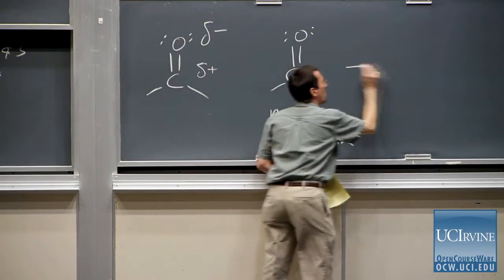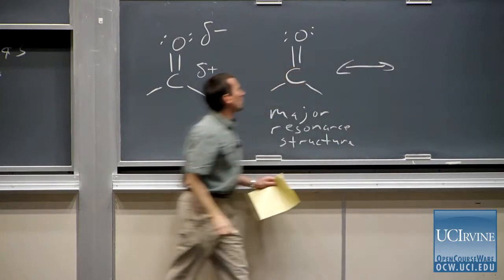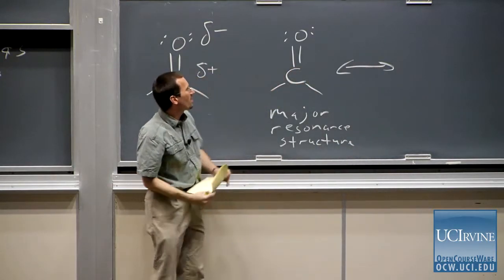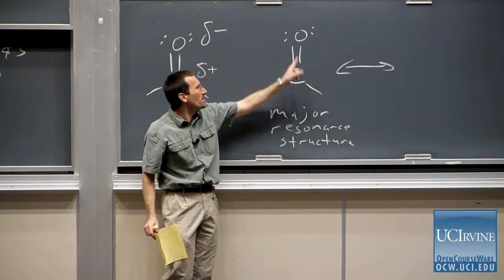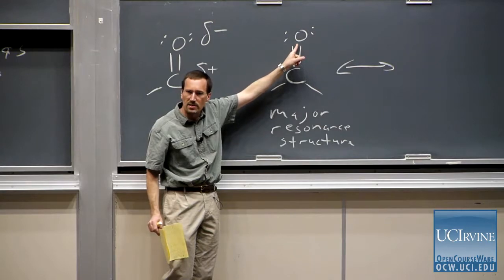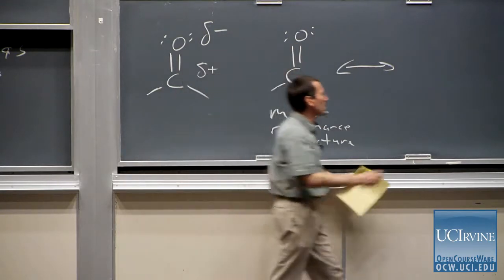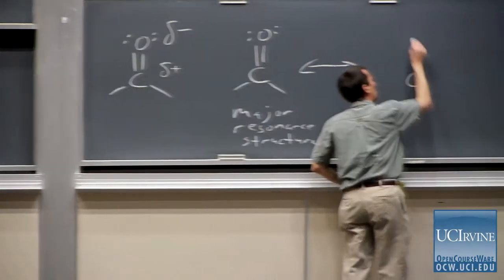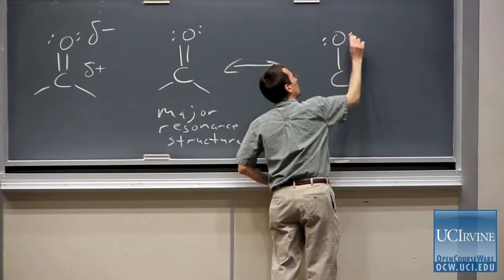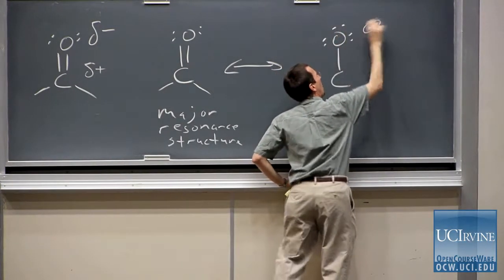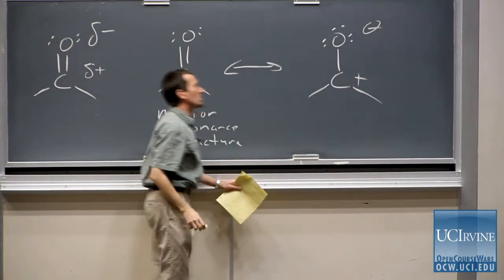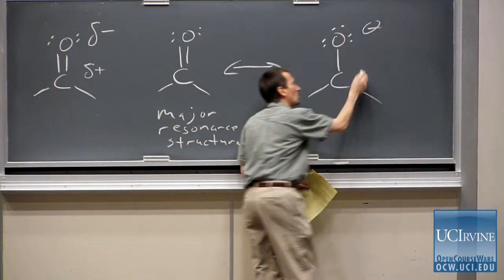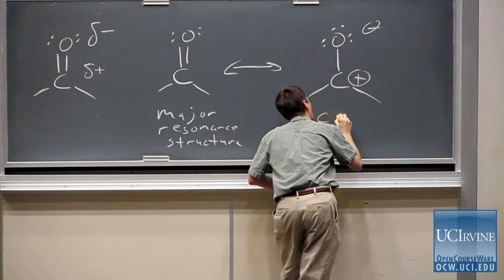And also a minor resonance structure in which instead of having a double bond and having a complete octet for carbon and a complete octet for oxygen, we can represent the minor resonance structure as having a single bond with a full negative charge on oxygen and a full positive charge on carbon.